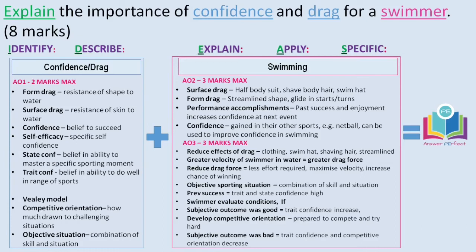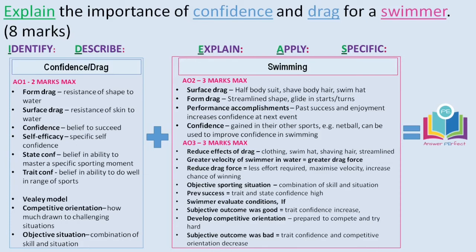So we would talk about surface drag. We would mention that a swimmer, to reduce surface drag, might use a half body swimsuit. They might shave their body hair, and they might wear a swimming hat, okay, to minimise surface drag. To reduce form drag, they would need to make sure they are swimming in a streamlined shape. And this is particularly important in swimming when they are doing a start, so they've just dived into the water, and when they're doing a glide push off from the wall after a turn.